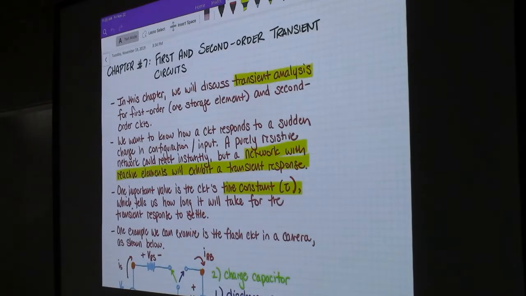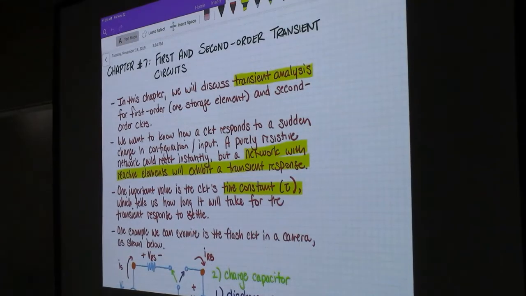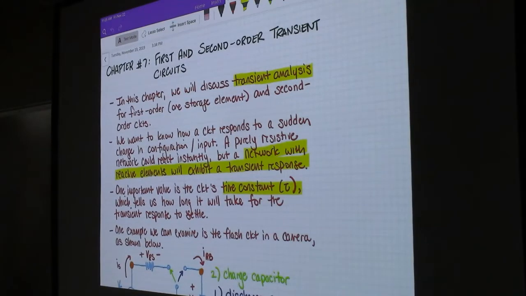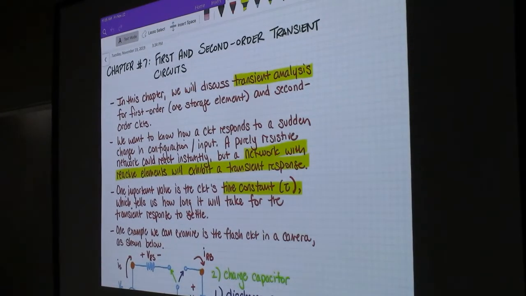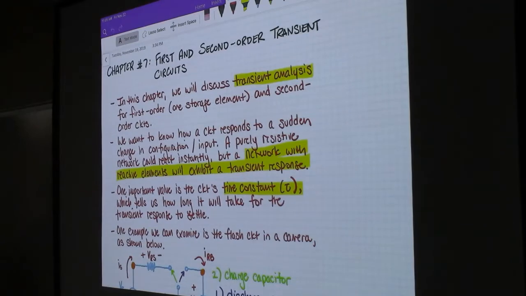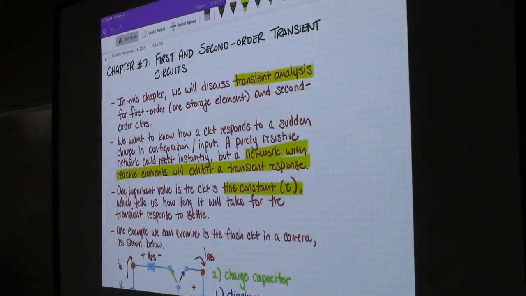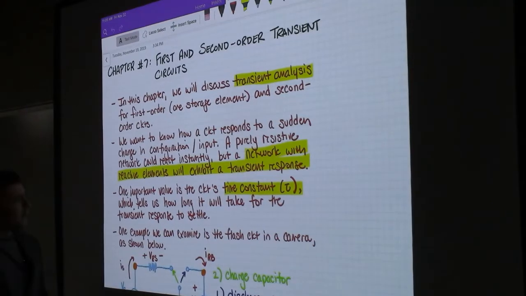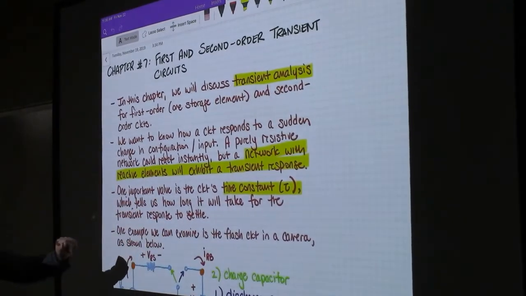So a purely resistive network would react instantly. Right? There's no relevant transient response for a purely resistive network. But for a network with inductive and capacitive elements, or elements that act like inductors and capacitors, we do see a transient response. So one important value is the circuit's time constant, which is represented by the value tau. And this time constant tells us how long it will take for the transient response to settle.